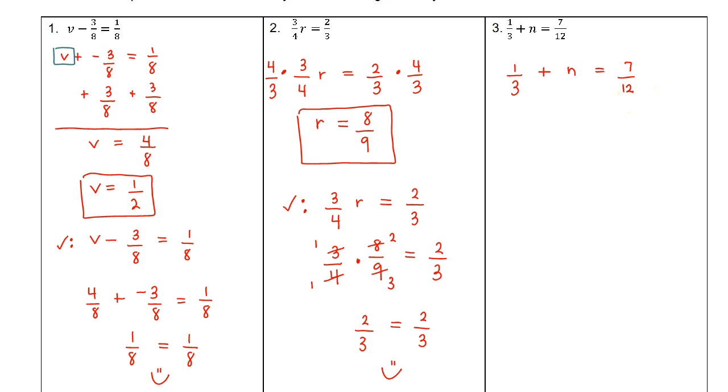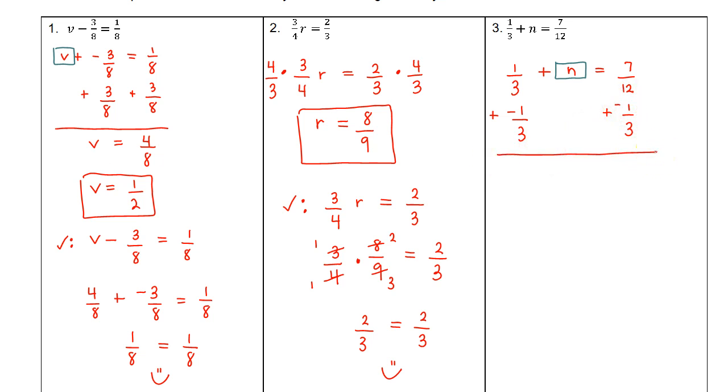It's already addition, so no need to rewrite using the definition of subtraction like we did for number 1. I've just boxed my variable n as a reminder that I want to isolate that variable on the left-hand side. So I'm going to add the opposite of a third. The opposite of 1/3 is negative 1/3. I need to do that on the right side as well.